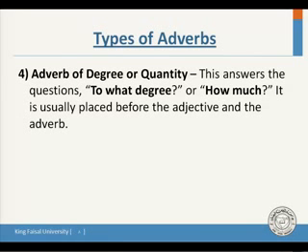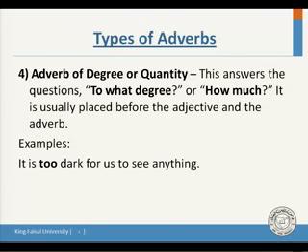Type 4, adverb of degree or quantity. Degree, we mean to what degree. For example, beautiful, very beautiful. Not only beautiful, very beautiful. Or how much, quantity. And this kind of adverb is usually placed before the adjective or the adverb. Let's see some examples.